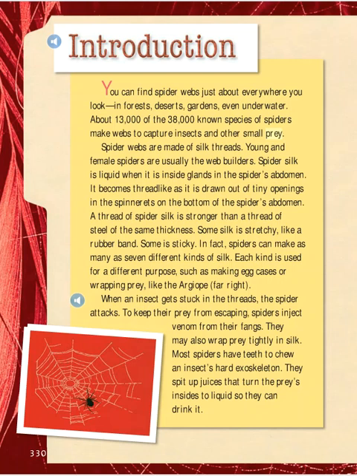Like the Arigapi, far right. When an insect gets stuck in the threads, the spider attacks. To keep their prey from escaping, spiders inject venom from their fangs. They may also wrap prey tightly in silk. Most spiders have teeth to chew an insect's hard exoskeleton. They spit up juices that turn the prey's inside to liquid so they can drink it.